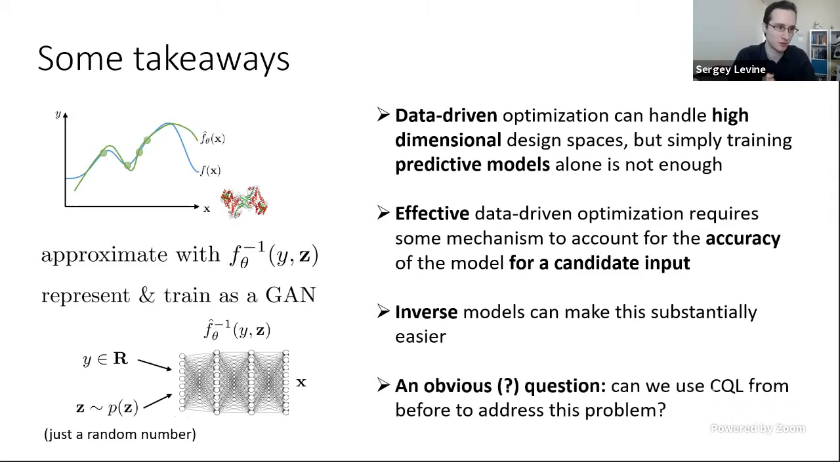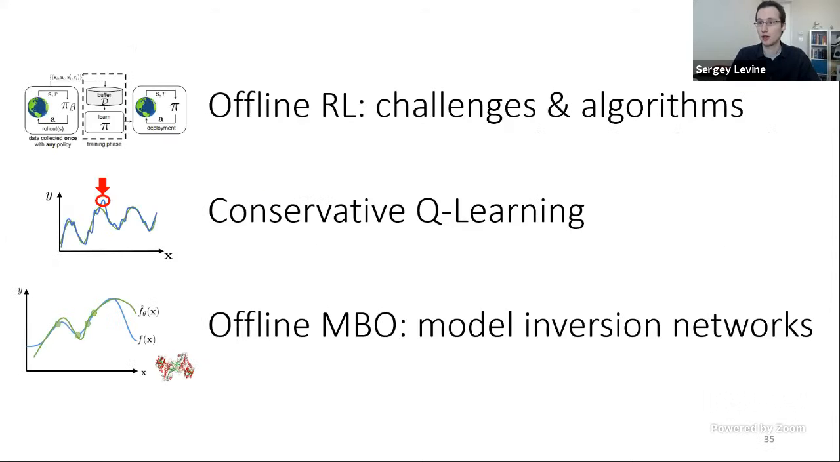Now, an obvious question that might come to mind is that I discussed two different techniques for dealing with this optimism problem, the conservative Q-learning approach and this inversion approach. Could we imagine using something like CQL to address this problem as well? Very likely, yes. In fact, that's something we're working on now. I just unfortunately don't yet have results to show you.